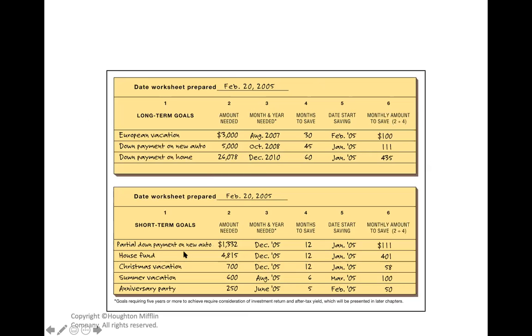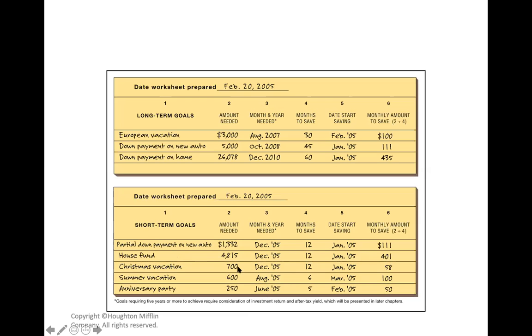Even for your short-term goals, like for example here, you can see that the time frame is a maximum of 12 months, 1 year. So partial down payment on the new car, 12 months, 111. Oh, it's related to here, right? Down payment on new auto. House fund, it's more or less like a partial payment for the house, also for 12 months, $400 per month.